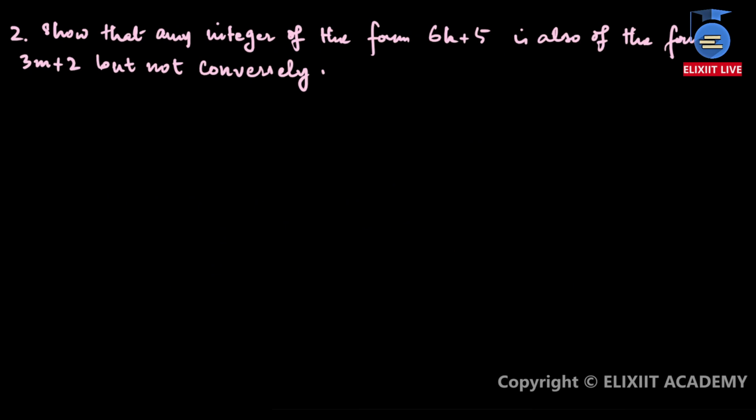Show that any integer of the form 6k plus 5 is also of the form 3m plus 2, but not conversely.